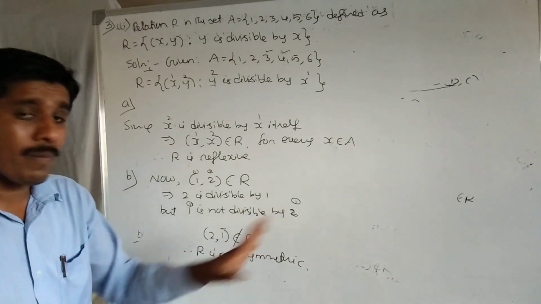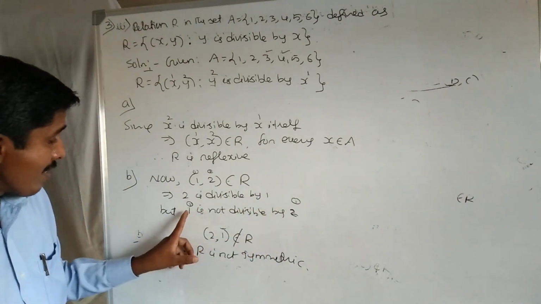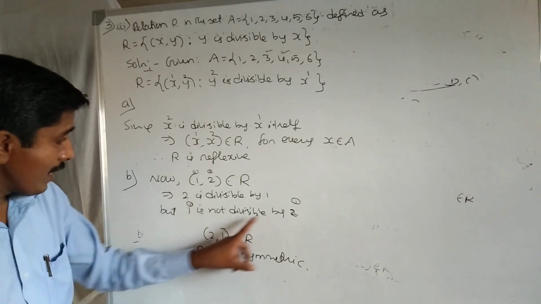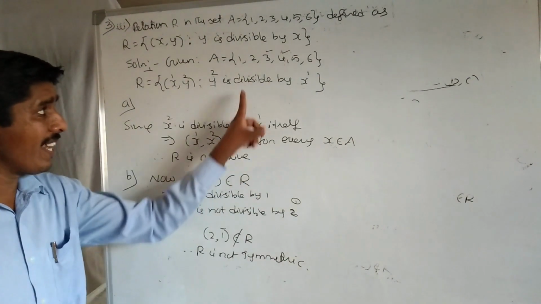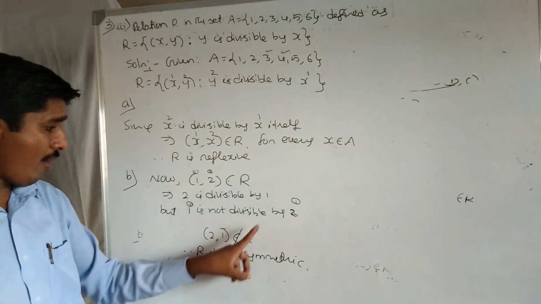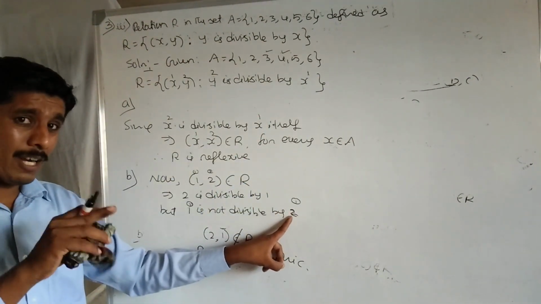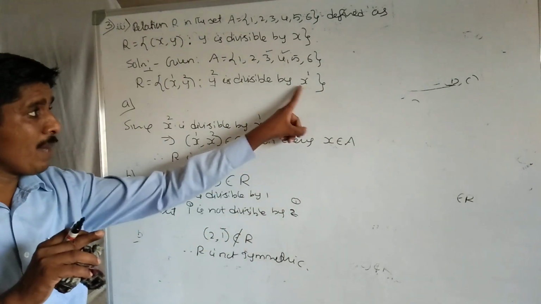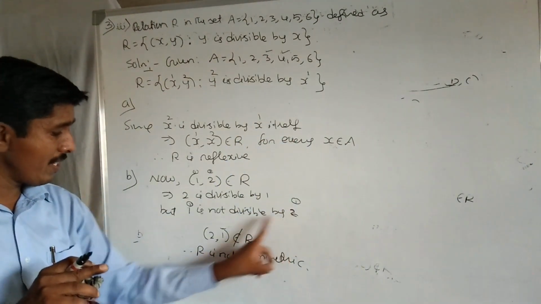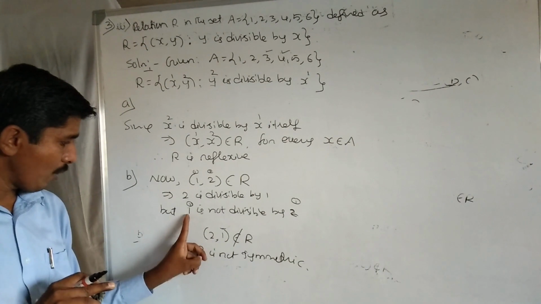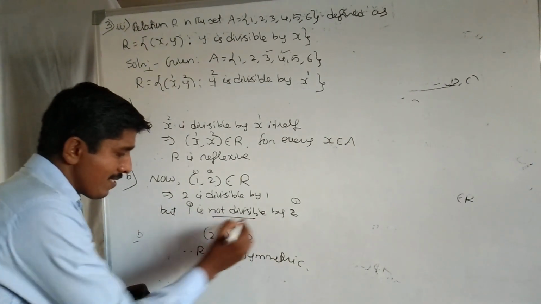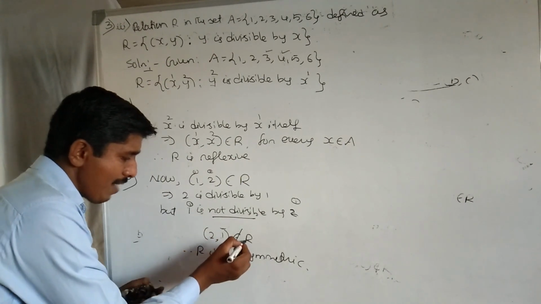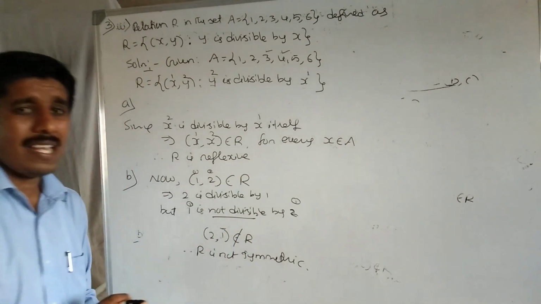1 is not divisible by 2 means, clearly, here 2 is the first element and 1 is the second element of the ordered pair. Not divisible, but the relation is divisibility. Mind it, this is the first element, this is the second element. Not divisible means (2, 1) does not belong to R. Therefore, R is not symmetric.